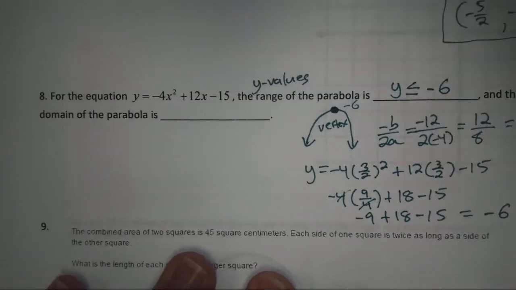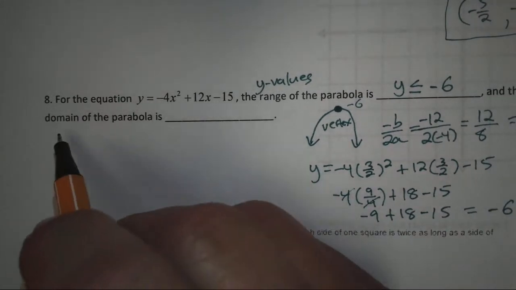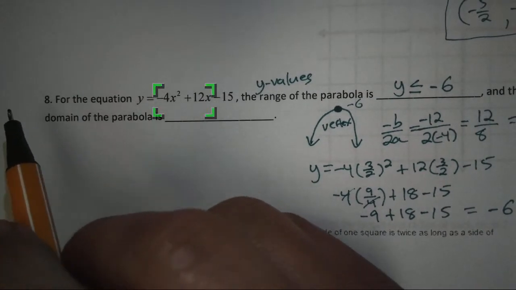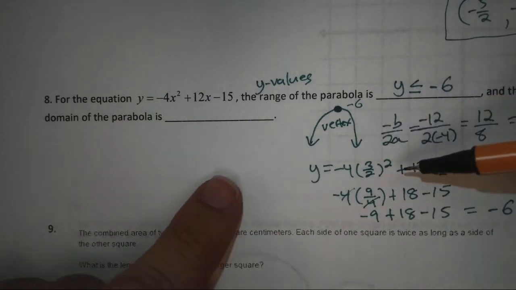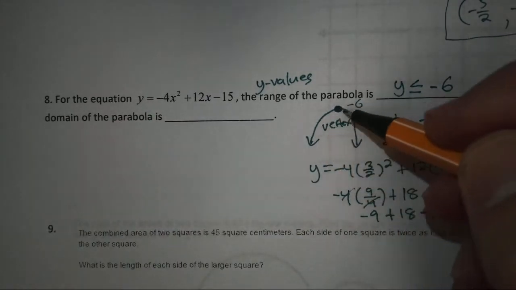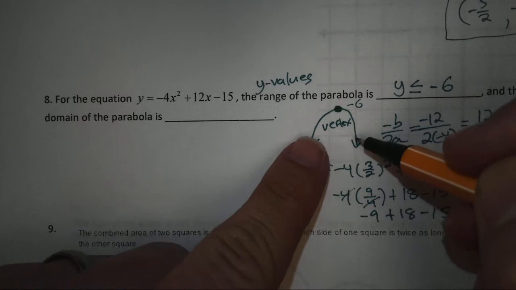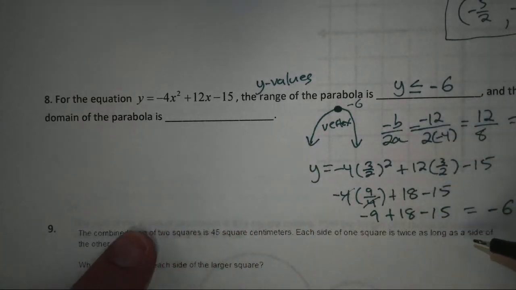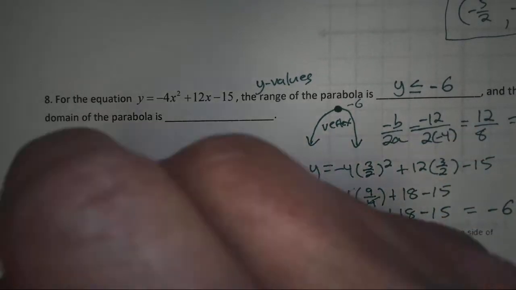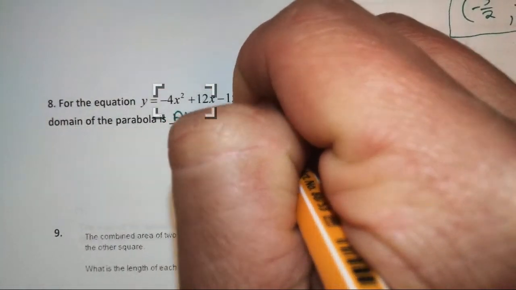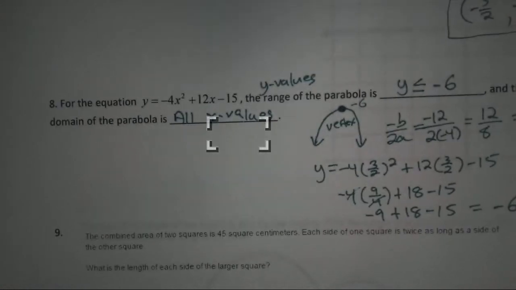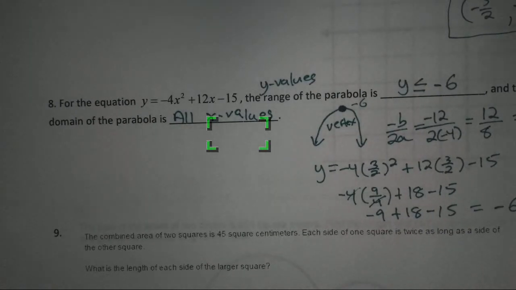Then they ask for the domain. The domain are your x values. Again, it's impossible to list every single x value. So we want to try to figure out where does it stop hitting the x's. Just like we figured out where did it stop hitting y's, which was up here. Well, this thing gets fat forever. So nothing ever stops it from growing bigger. So this one is all x values. It never stops hitting x's. So that's why our domain is all x values. Okay, so that's for number 8.